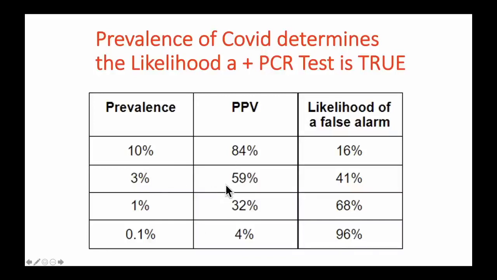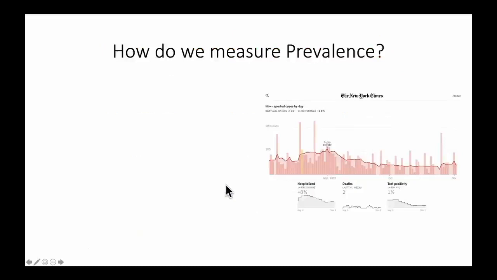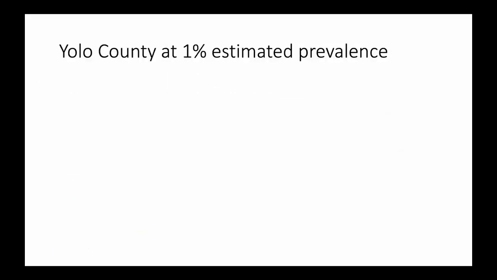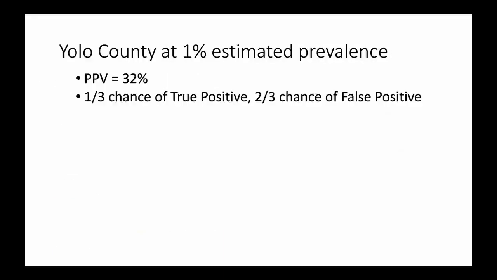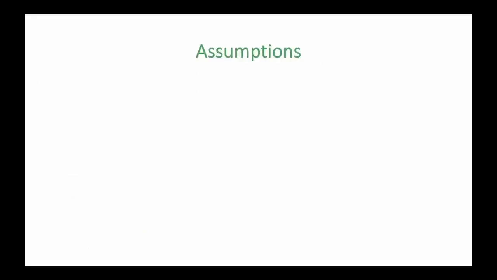And we'll go on to the next slide. What's the prevalence? It was 3% in San Mateo. In Yolo County, it's 1% now. The New York Times provides that. And so that'll help you.